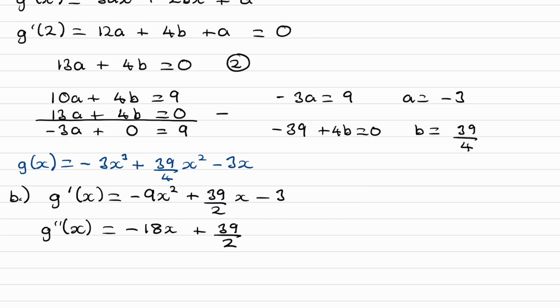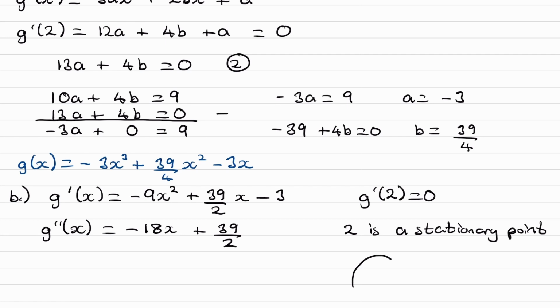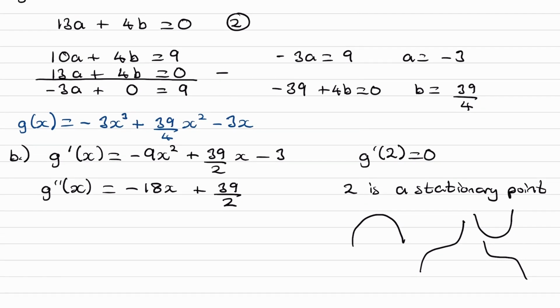And then what we do is, so we know that g prime of 2 is 0. So in other words, 2 is a stationary point. We're trying to find out the nature of this stationary point. So does it look like this? Does it look like this? We're trying to work that out. So we first put in that 2 into this function here. So g double prime 2 is equal to minus 36 plus 39 over 2, which is minus 33 over 2.